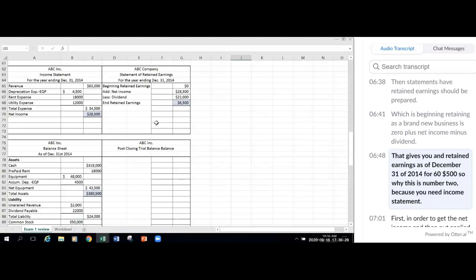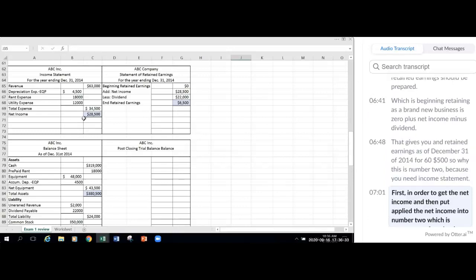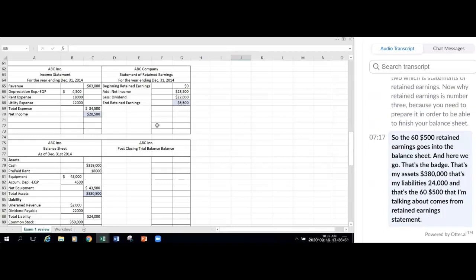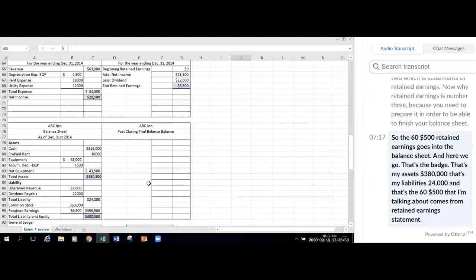So why is this number 2? Because you need the income statement first in order to get the net income, and then apply the net income into number 2, which is statement of retained earnings. Now, why is retained earnings number 3? Because you need to prepare it in order to be able to finish your balance sheet. So the $6,500 retained earnings goes into the balance sheet, and here we go.